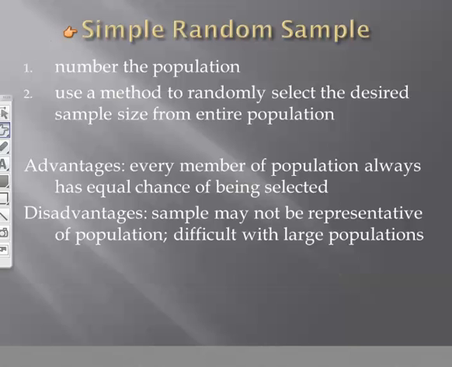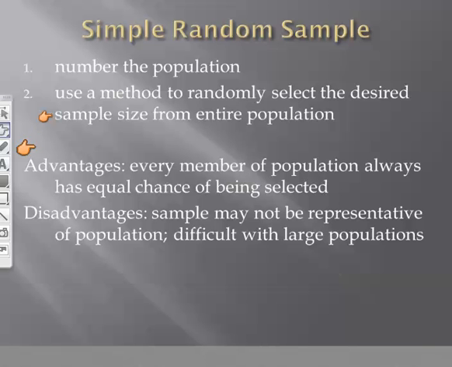One of them is called a simple random sample. What you're doing here is you're taking a number. You number your population off. You just figure out how many you've got, and you use a method to randomly select the desired sample size of the entire population. Remember, we're using a sample of the entire population because taking the entire population might be too difficult, or it might destroy the population as we're taking it, or something like that. So we have to take a sample of it in some way.